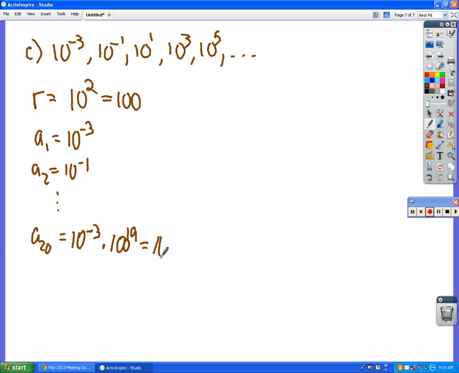Let's not do it that way because your calculator is going to freak out. 100 is 10 to the what? 10 to the 35th? Okay. So that's 10 to the 35th.